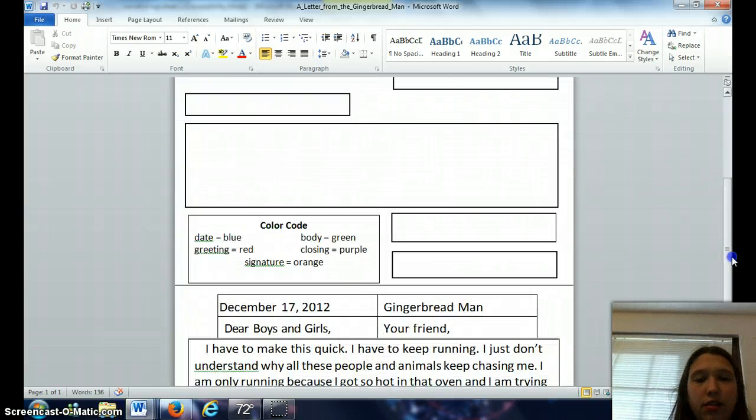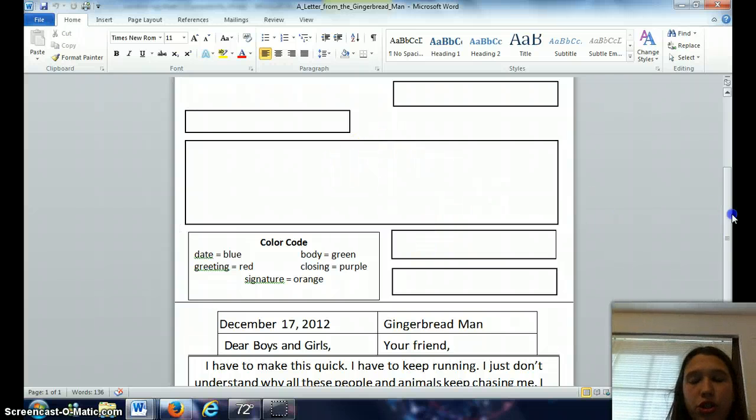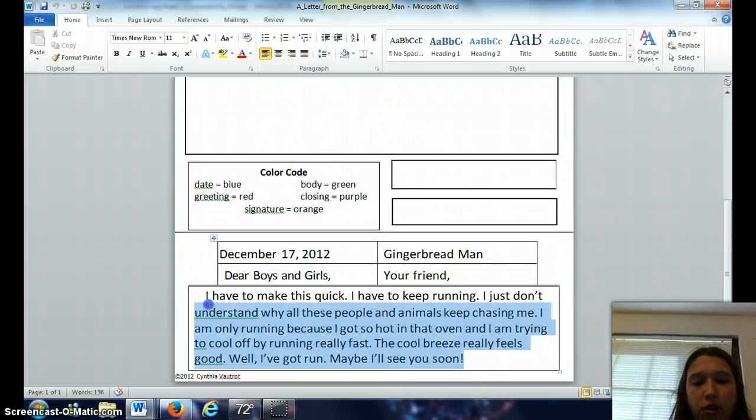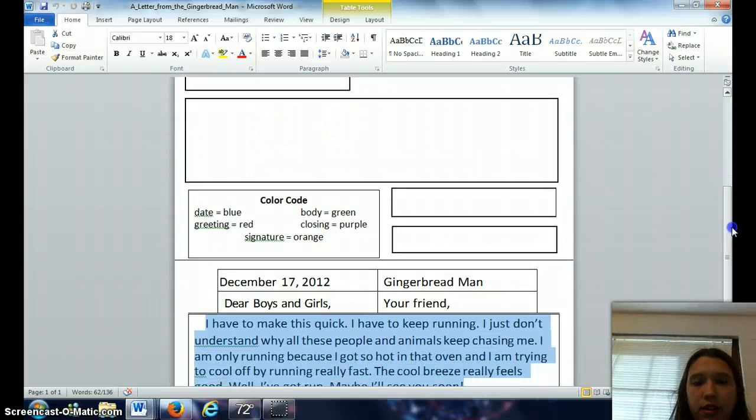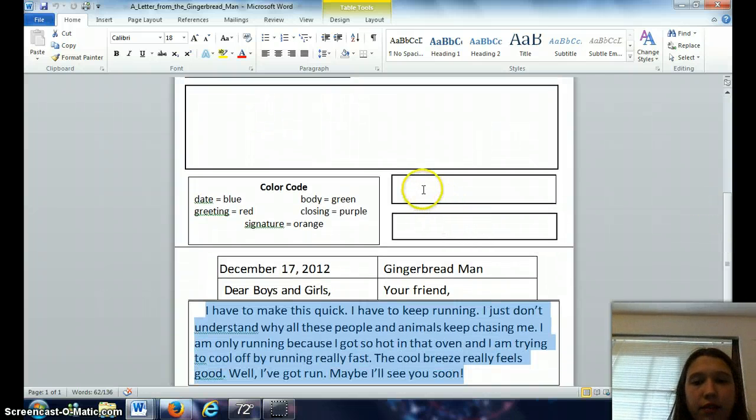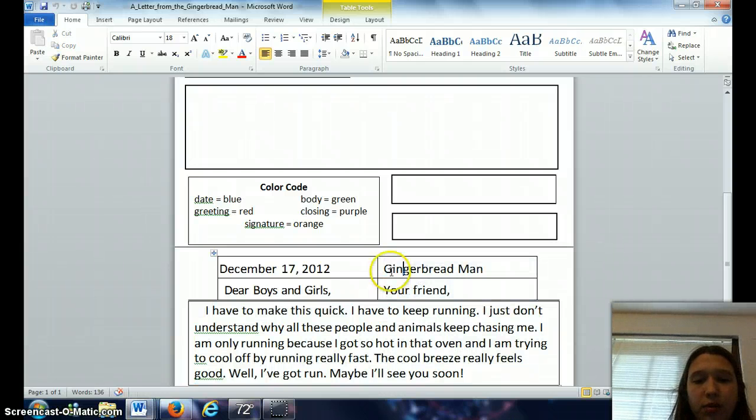Then after that, you have this big area here, which is your body, which is everything you want to write to the person. So that would go right up here. Next, we have the closing, which is "your friend." Again, they used "your friend," so that would go up here. And the gingerbread man is who's writing the letter, so they would write their name here. Now you would sign your name here because you're writing the letter.